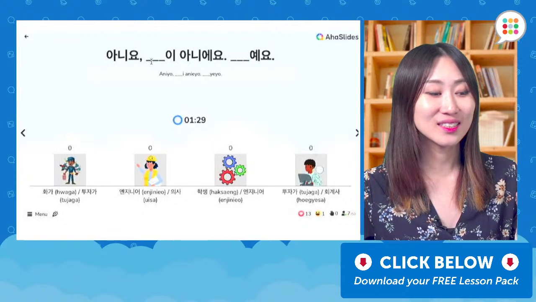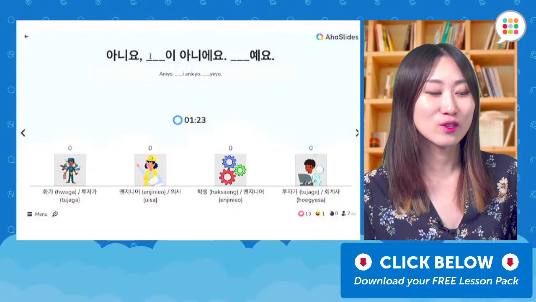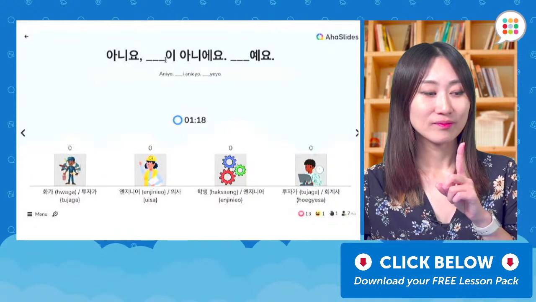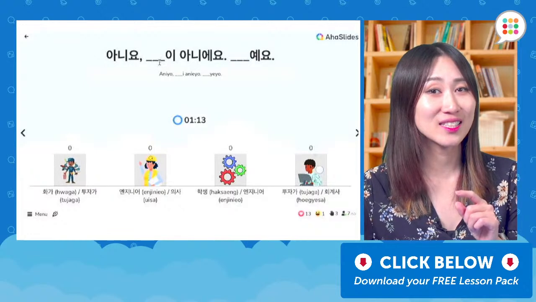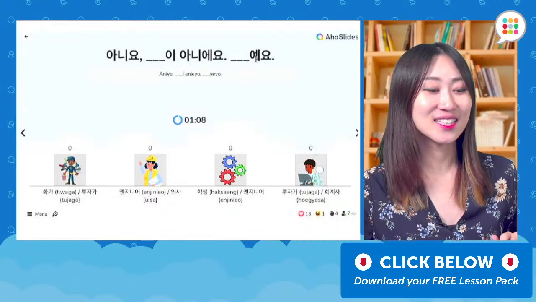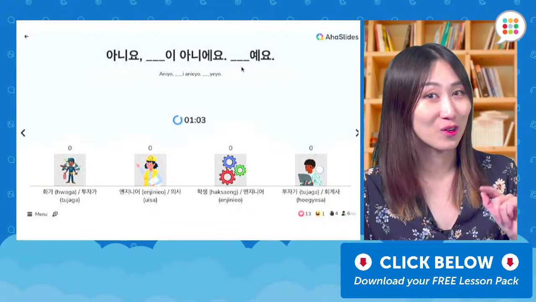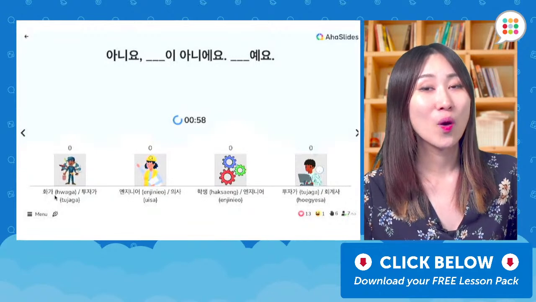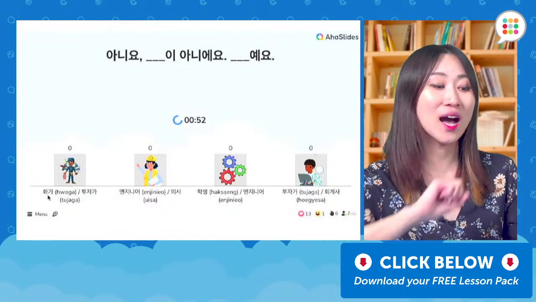아니요. 이 아니에요. 예요. Hint. 이 is used after the noun that ends in consonant or vowel. Consonant or vowel. Think about that. And this is used after the noun ending in a consonant or vowel. Consonant or vowel. Think about that. So let's talk about it. 화가, it means the artist. Someone who draws is 화가.